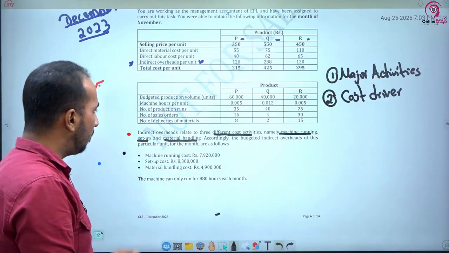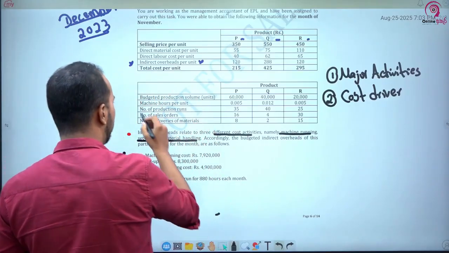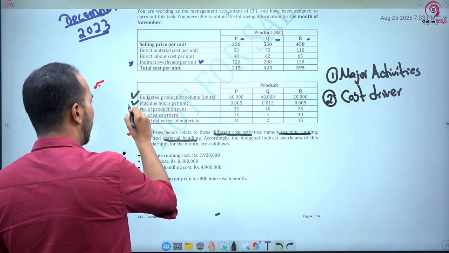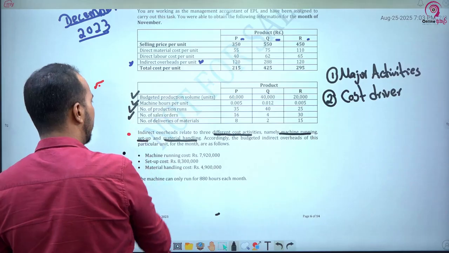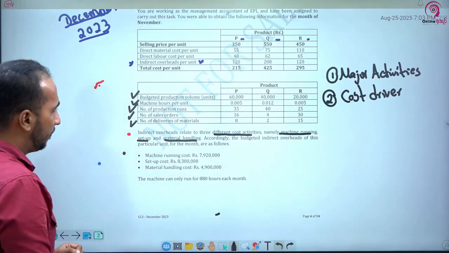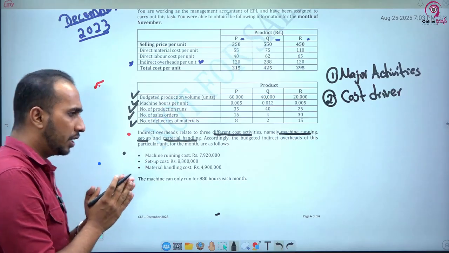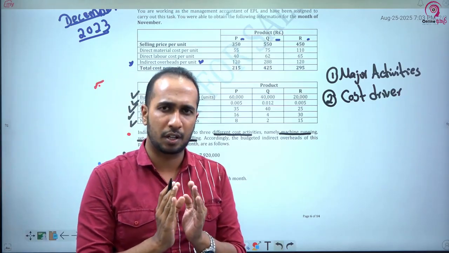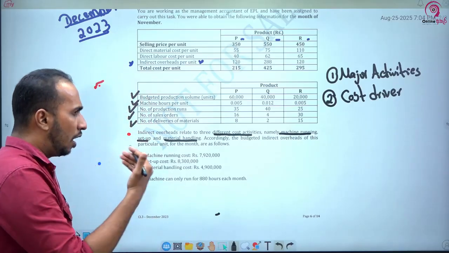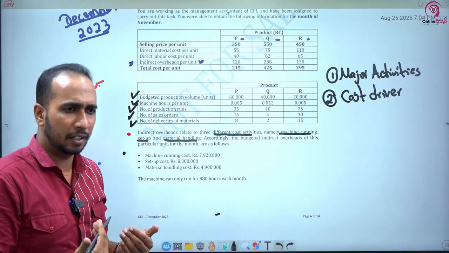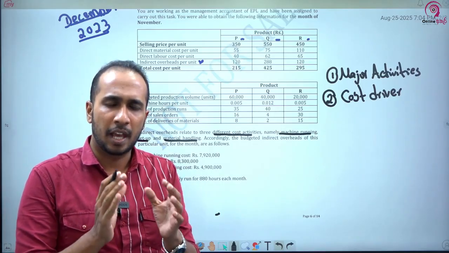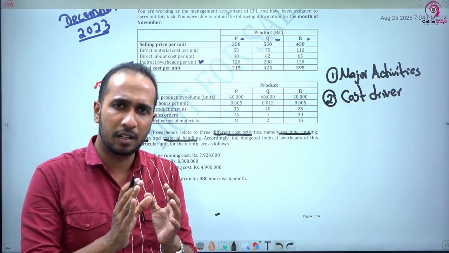See, when it comes to machine running, these are the given details. They have given us the machine hours per unit and budgeted production volume, number of production runs, number of sales orders, number of deliveries of material. These are the given details. Then when it comes to machine running cost, what would be the ideal cost driver? මේක හිතන්න ඕනේ මේ විදිහට ළමයි. ඔයාගේ machine running cost එක වැඩි වෙන්නේ මොනවා වැඩි වුණොත්ද? එහෙම නැත්නම් machine running cost එක අඩු වෙන්නේ මොනවා අඩු වුණොත්ද?